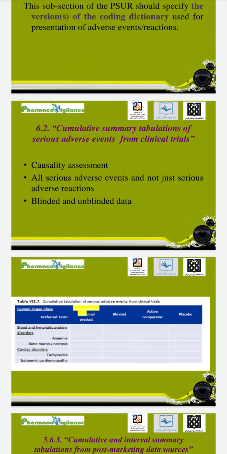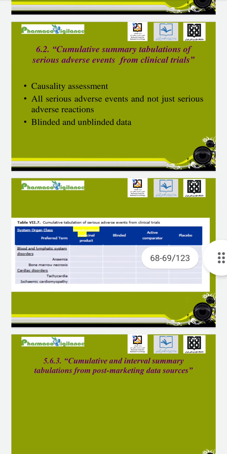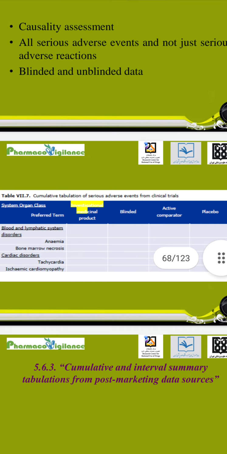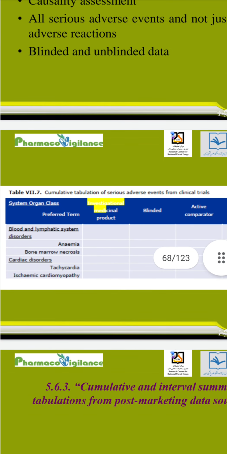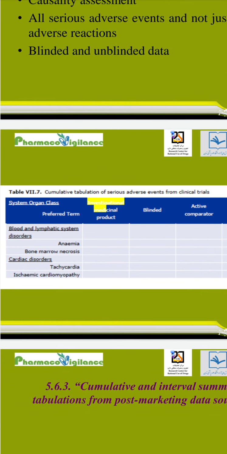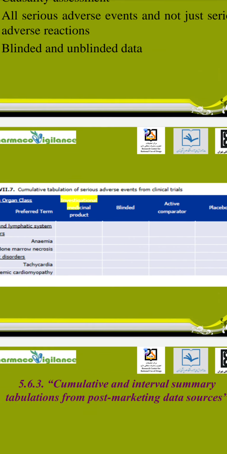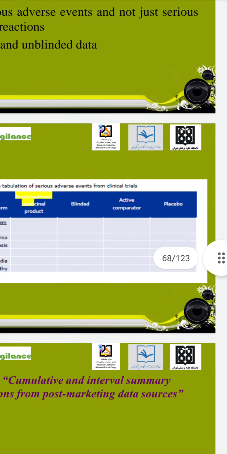Also, we should collect all our blind data and all unblind data. In this table, we should have a cumulative tabulation of serious adverse reactions. For example, preferred term: blood and lymphatic system disorders, anemia, bone marrow necrosis, cardiac disorders, tachycardia, ischemia, cardiomyopathy, and so on. It is written such as medicinal product, blinded, active comparator.